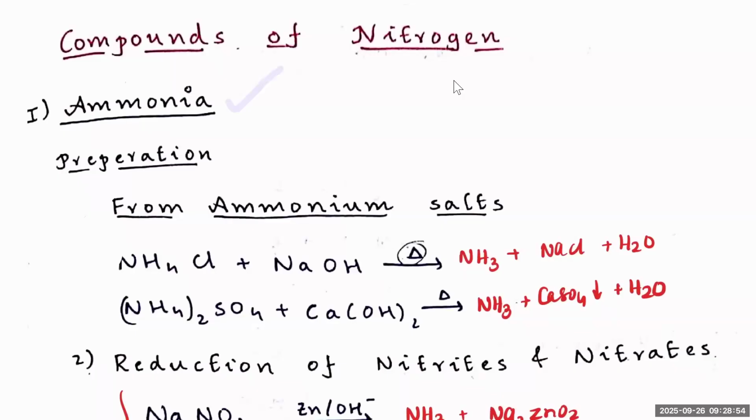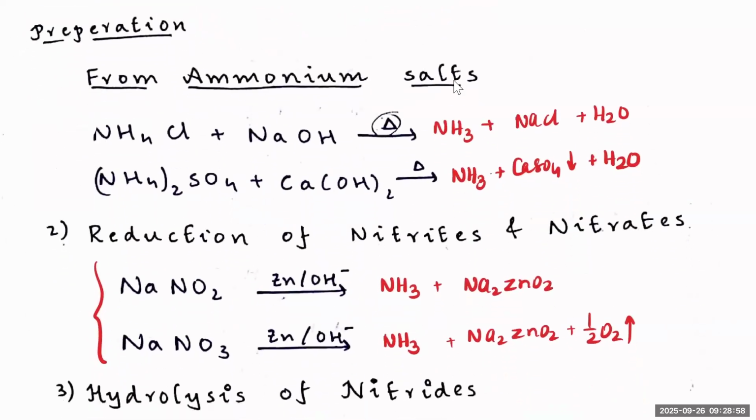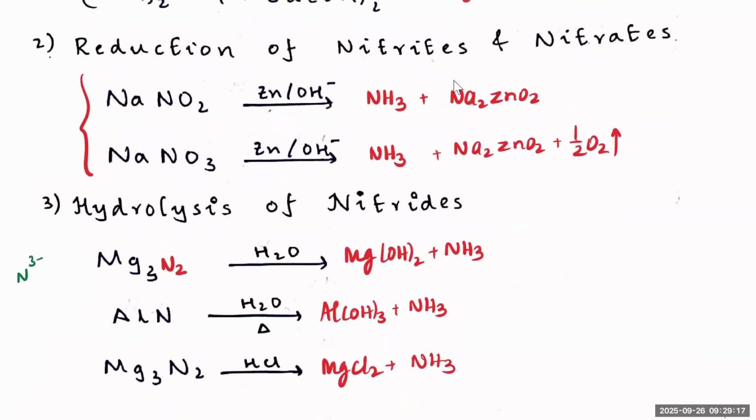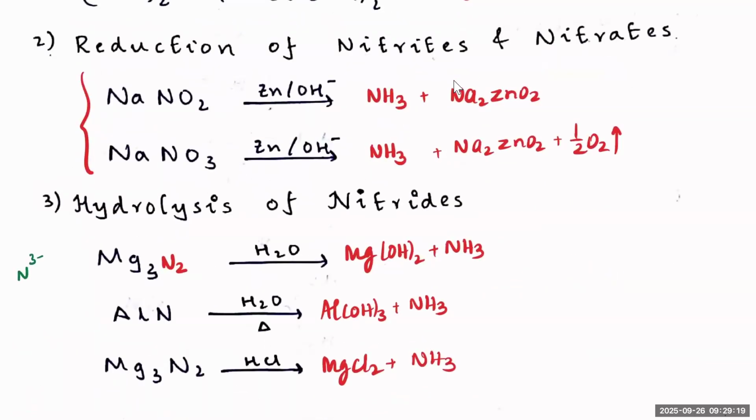First one being ammonia, which is the most important one in nitrogen compounds. Preparation wise, you can directly take ammonium salts and add them with a basic medium, so ammonium will convert into ammonia. Same goes with ammonium sulfate reacting with calcium hydroxide to form ammonia and calcium sulfate. The reduction is also a very well used reaction.